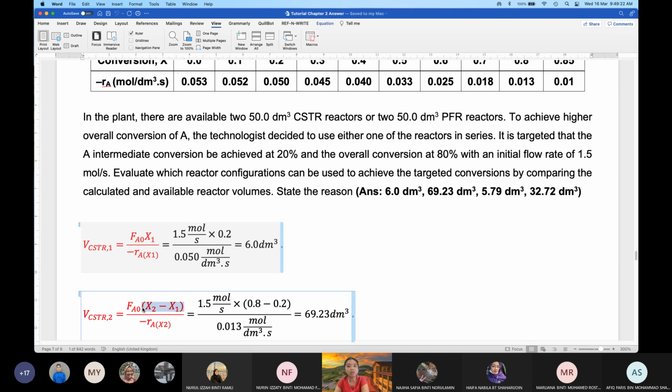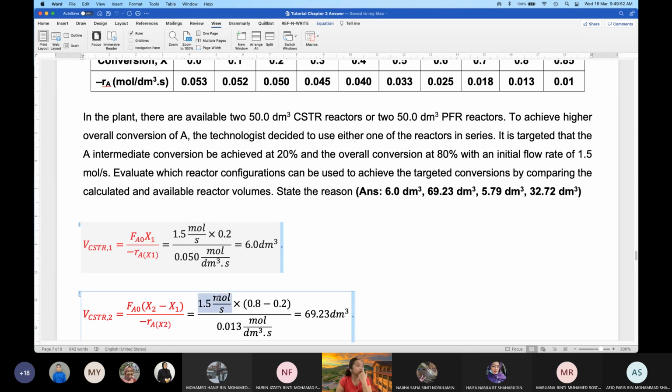Let's say if it's a third reactor, it becomes FA0 in bracket X3 minus X2 per minus RA at X3. Fourth reactor, FA0 in bracket X4 minus X3, close bracket, divided by minus RA at X4. So don't forget that part, okay? So it becomes X2 minus X1 per minus RA at X2.